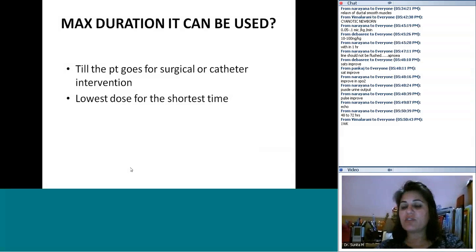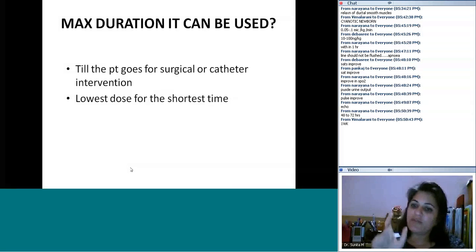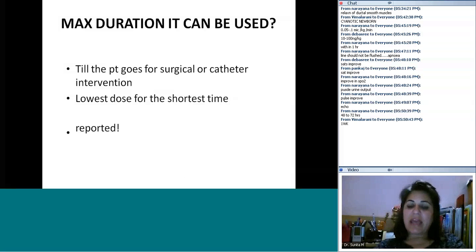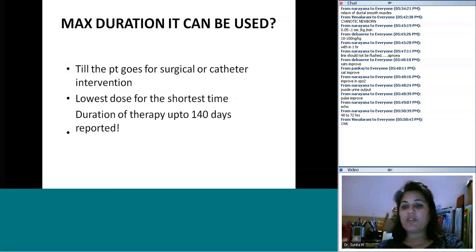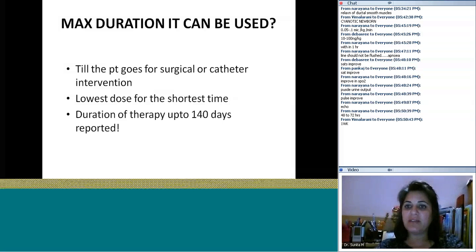Say the patient is septic and you can't go in 42 hours, or 48 hours or 72 hours. You're going to continue till the patient becomes okay. You want to get to the lowest dose and use it for the shortest time. But having said that, therapy up to 140 days have been reported.